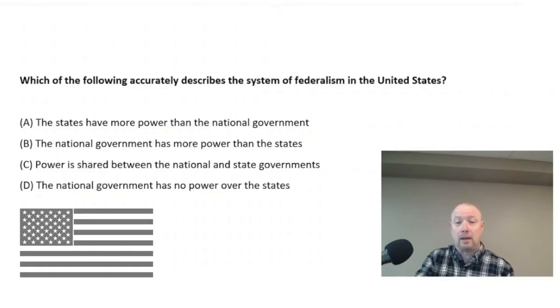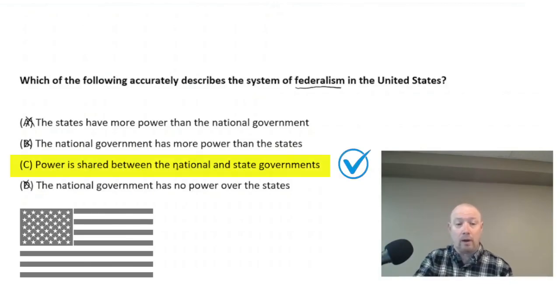Okay, so explaining the concept of federalism to elementary students. So we're talking about sharing power. So the central government is going to share power with local regional governments like states. So we want to eliminate any choices where it's not shared. So when we say the states have more power than national government, that's not true. If we say the national government has more power than the states, that is not true. And choice D is eliminated. The national government has no power over the states. So what we're looking for is the word shared in the answer. So we're sharing power between the national and state governments.